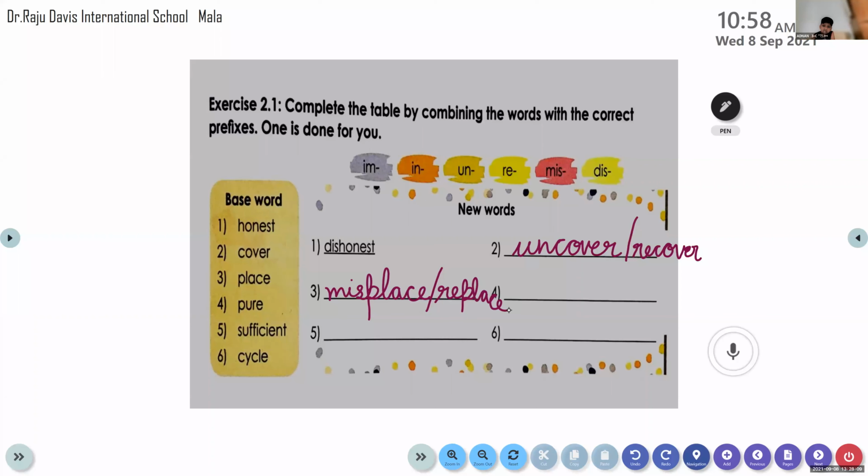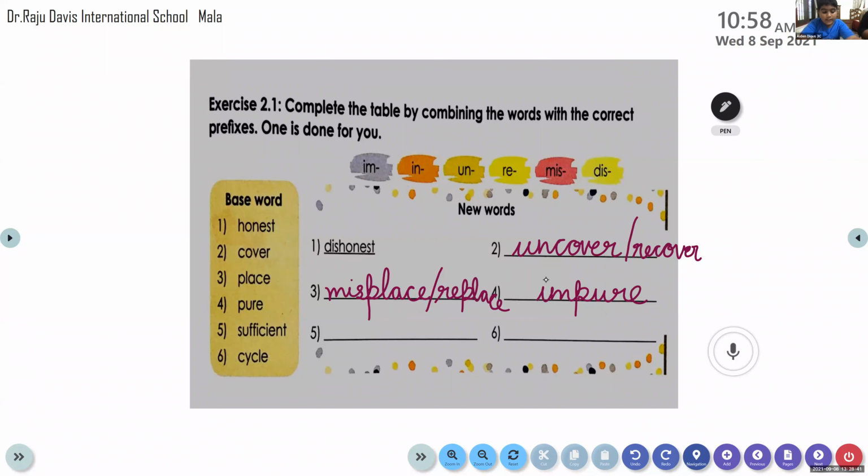Roshid, try the fourth one. Pure. Impure. I-M-P-U-R-E. Impure. Impure means not pure. So the antonym of pure is impure. Okay, impure. Very good. Thank you. Ameya, try the fifth one.